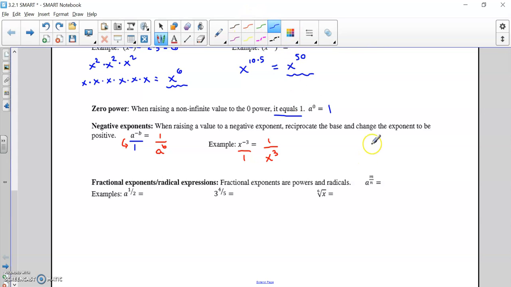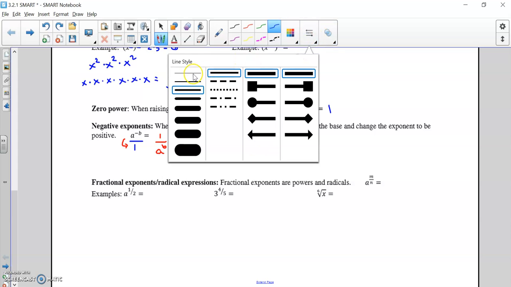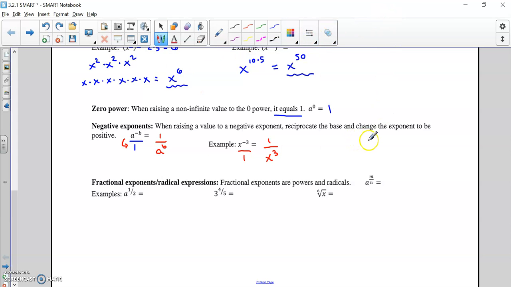Another example of that would be like if I had, let me do the skinny pen. If I had another example where it's actually already 1 over x to the negative 3rd, this would actually become x to the 3rd over 1, or just x to the 3rd. Okay, so I just want you guys to see that anytime there's a negative exponent, it's just going to move to the other side of the fraction, regardless of which side it is on.